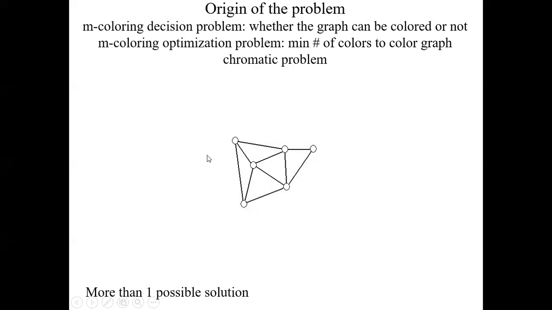So where does this problem originate from? This is a graph given, and in this graph, agar question is whether the graph can be colored or not, so that becomes a decision problem. कर सकते हैं कि नहीं कर सकते? When I need to find the minimum number of colors to color the graph, that becomes an optimization problem. Or we are calling it as a chromatic problem also, because chromatic number is minimum number of colors required to color the graph. Again, this can have more than one solution. We will see an example where we have multiple solutions for coloring the graph.